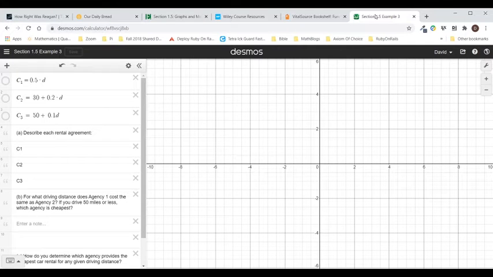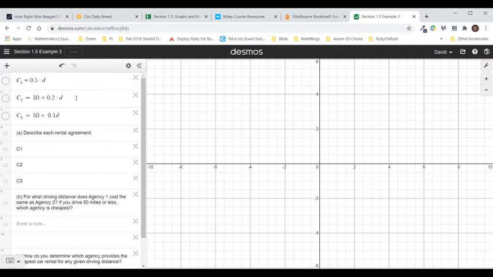This is example 3 from section 1.5. It's a fairly long example, and I've asked you to read it first before you come here and watch what we can do with Desmos. So I'm going to be skipping over a couple of little algebra steps they do and still try to answer the same questions, but using Desmos.